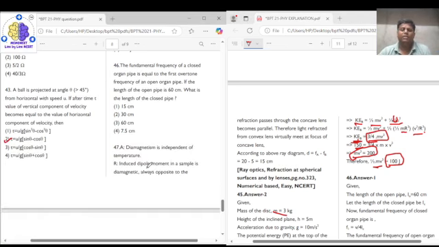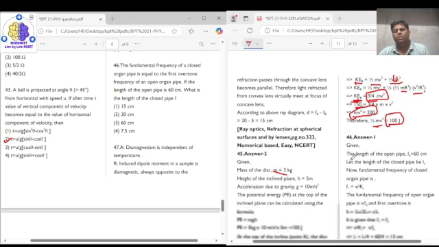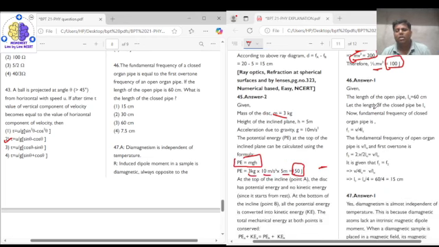Coming to question number 46, the fundamental frequency of a closed organ pipe is equal to the first tone frequency of an open organ pipe. If the length of the open organ pipe is 60 centimeter, what is the length of the closed organ pipe? Now, for a closed organ pipe, fundamental frequency is equal to V by 4L. Whereas for an open organ pipe, fundamental frequency is equal to V by L. But according to the question, both are equal.